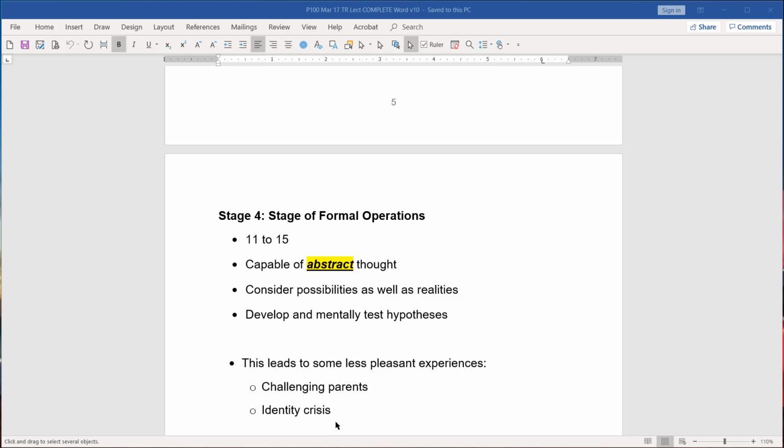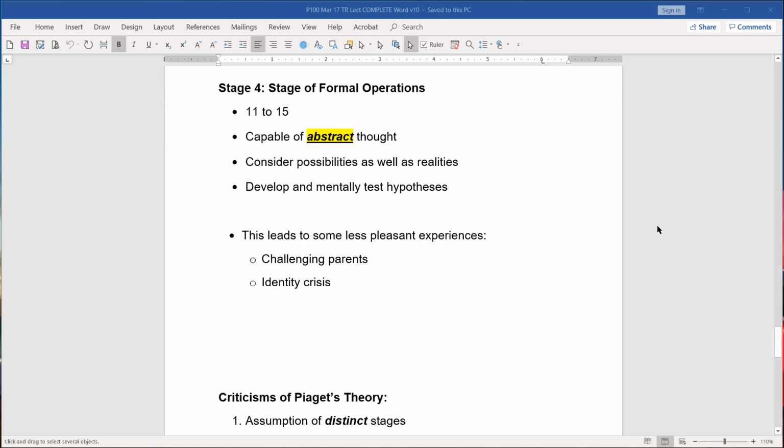So being capable of abstract thought, being capable of hypothetical thinking, being capable of formal operations will introduce you to your first identity crisis. It's not the only identity crisis you'll experience in life, but most of us experience it the first time as an adolescent, and that's no accident. It's because when we're an adolescent, we enter stage 4, the stage of formal operations.